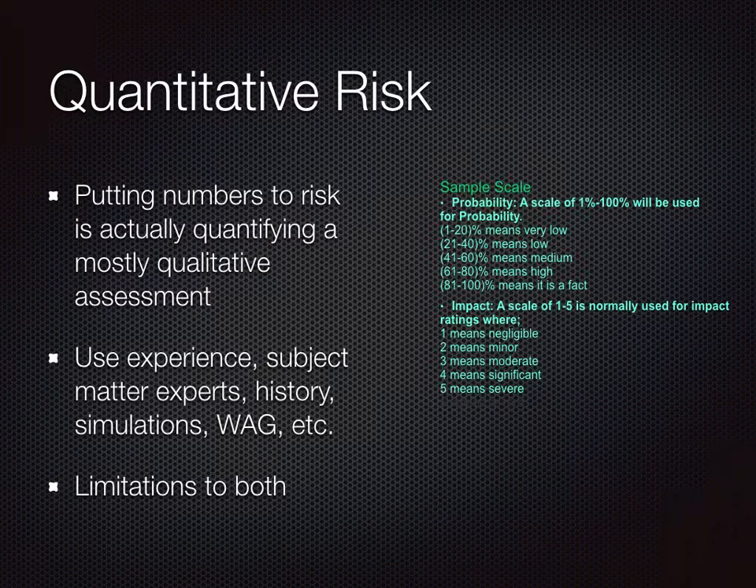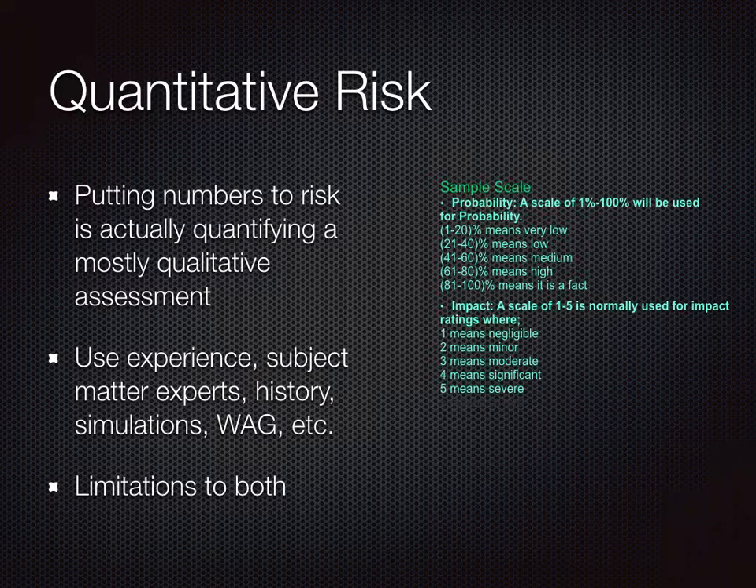But there are limitations to both. What I don't like about most risk management matrices is it never puts into perspective a risk that may be very low probability, let's say even just 1%, but if it occurs, the impact is severe or critical.